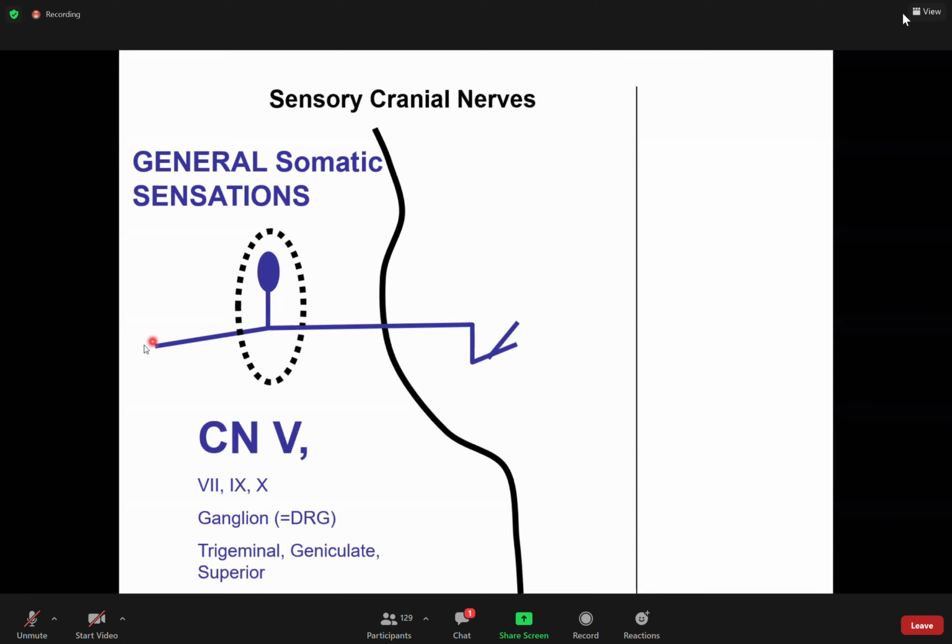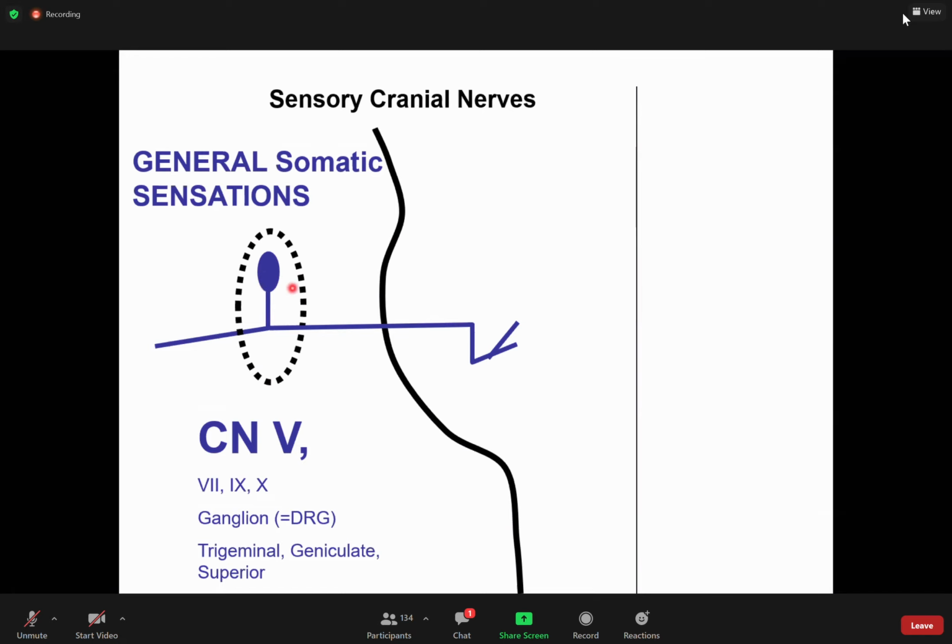It has peripheral processes, and these peripheral processes are going to form the three divisions of the trigeminal nerve: the ophthalmic, which is going to supply the forehead, the maxillary, which supplies the area over the cheek, and then the mandibular, which supplies the area over the chin. So these are the three divisions which are formed by the peripheral processes of the Gasserian ganglion or trigeminal ganglion.